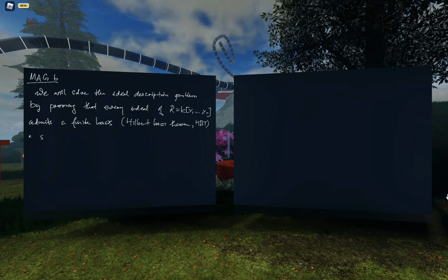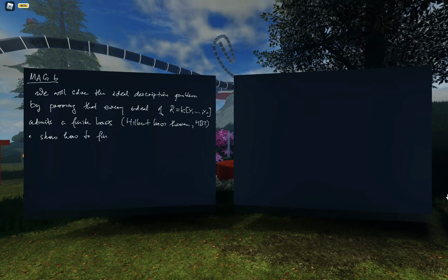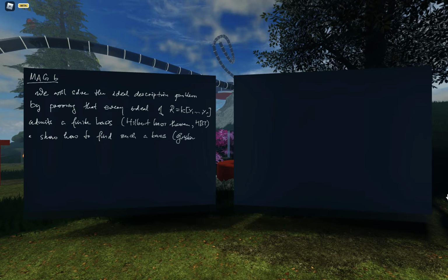Actually, we won't quite do this in this lecture, but I will do it in subsequent lectures: how to find such a basis. And that will be the Gröbner basis.